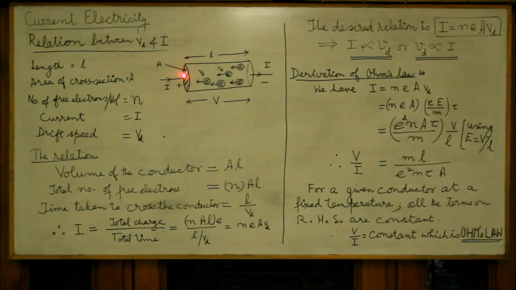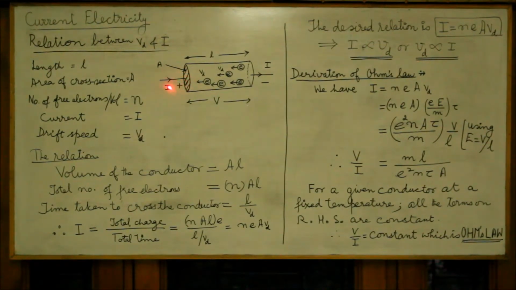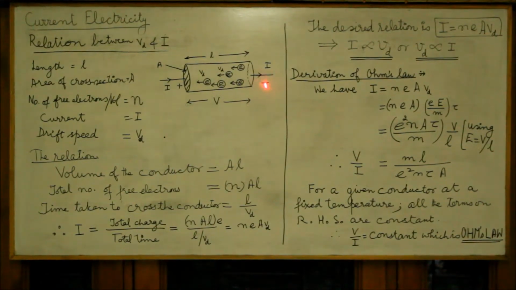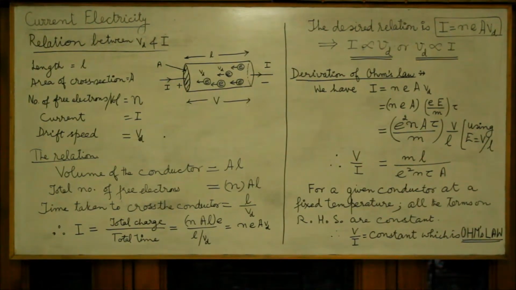Suppose the left end of the conductor is connected to the positive terminal and the right end is connected to the negative terminal, resulting in a current I from left to right. The electrons drift with a speed Vd from right to left, against the direction of current.